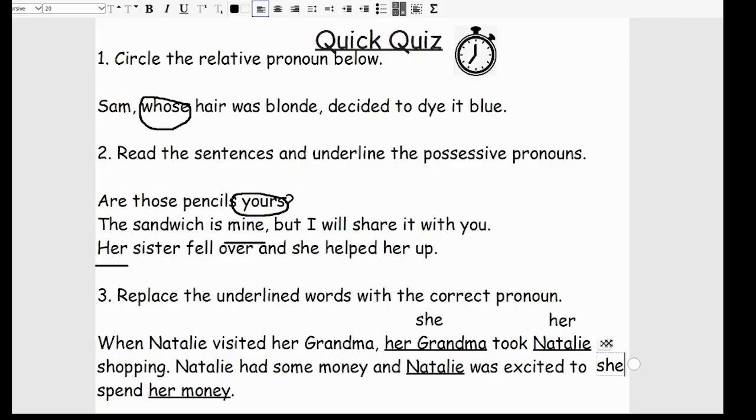I'm really sorry, I don't have much space. And I would replace her money with it. So the final answer would be, when Natalie visited her grandma, she took her shopping. Natalie had some money, and she was excited to spend it.